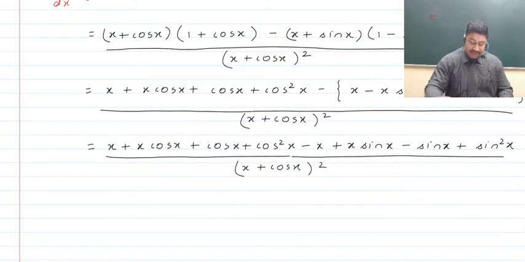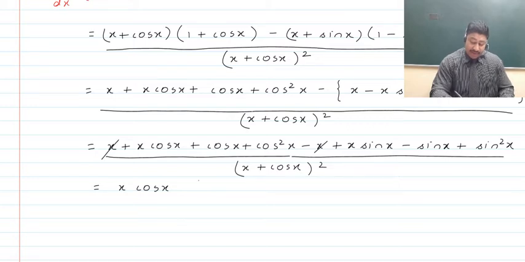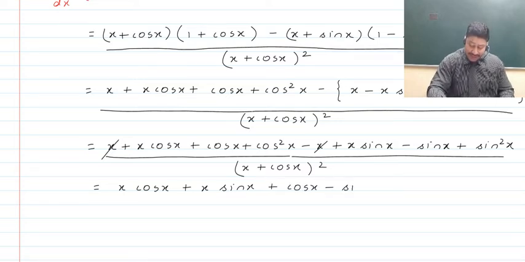Now further after this, we find that x and x cancel each other, and after that we have here x cos x, which remains as it is, and then further children, we have here added to it x sine x, which remains as it is. Then we have plus cos x and minus sine x.